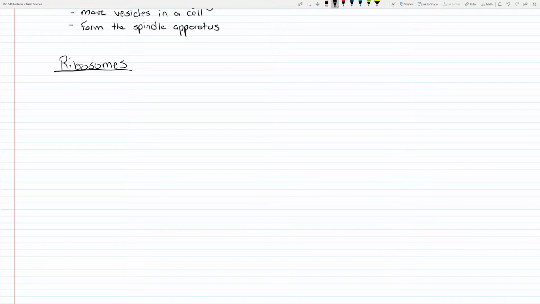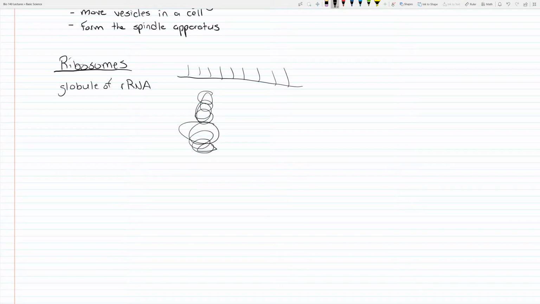Basically, a ribosome is just a globule of ribosomal RNA, rRNA. If you take an RNA molecule, remember it's only one strand, and you globule it up into two main parts, that's basically what your ribosome looks like. Because it's so small, it looks like one contained piece, but it's just RNA that is folded on itself. So it's a globule of RNA.